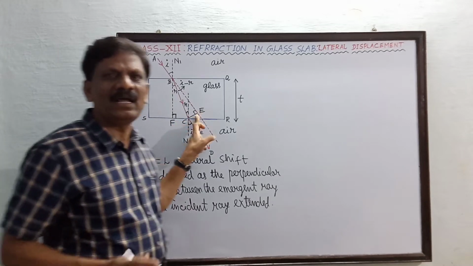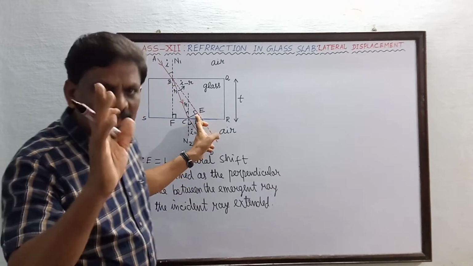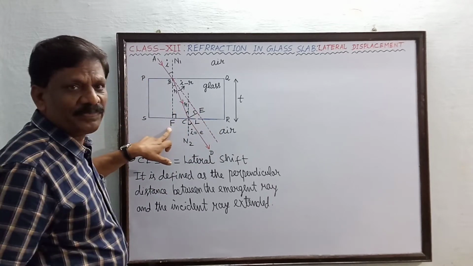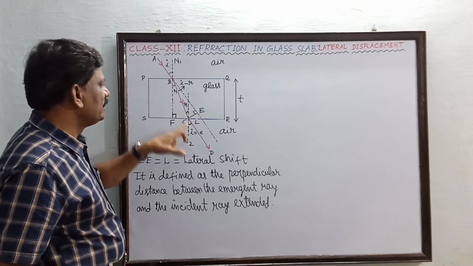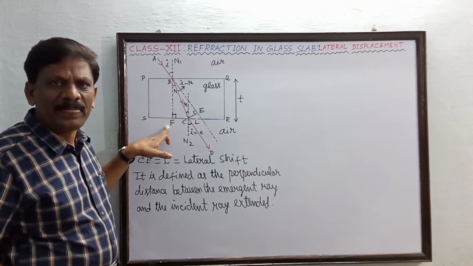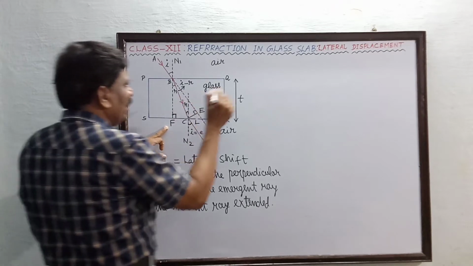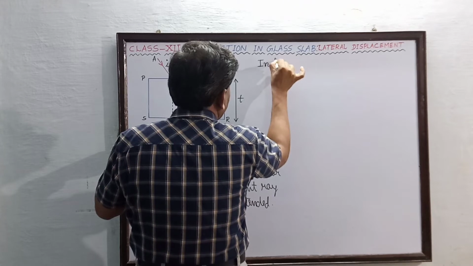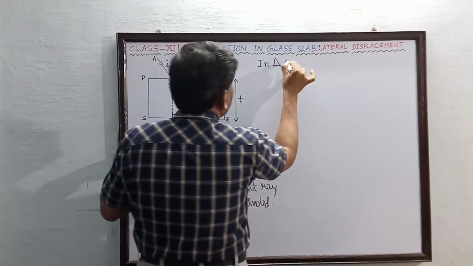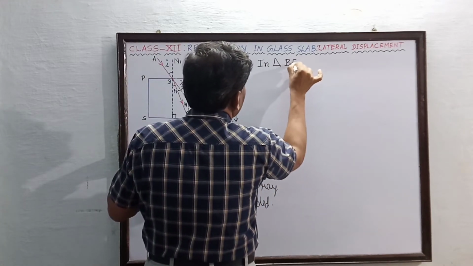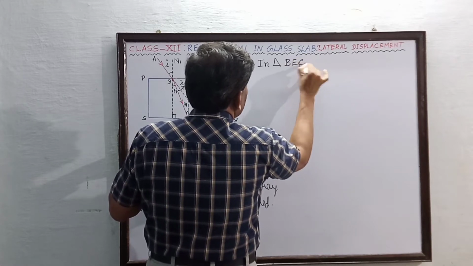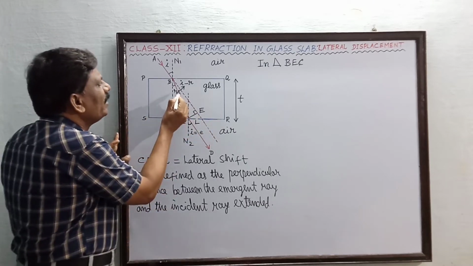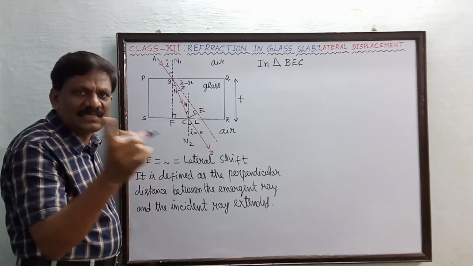It is right-angled at which point? At E. Similarly, you can see that B, C, F. Understand? And B, C, F is right-angled at F. So I will take the first right-angled triangle. In the right-angled triangle BEC, this is right-angled at E. Understand? This angle made at B is I minus R.